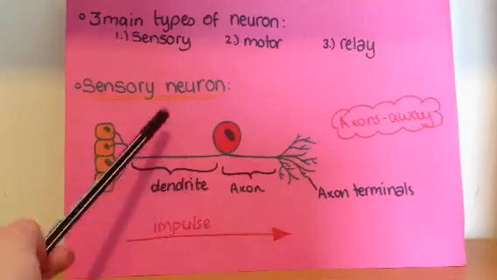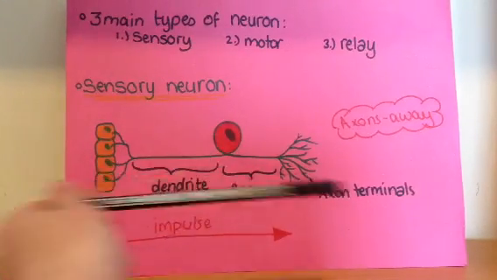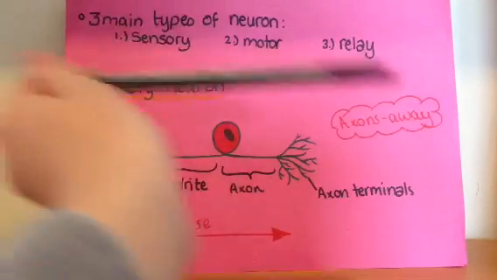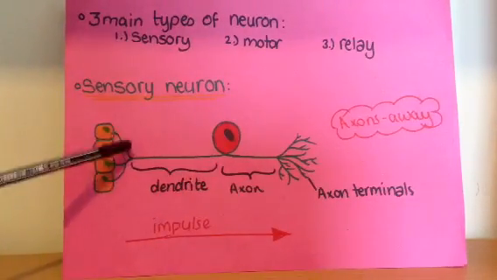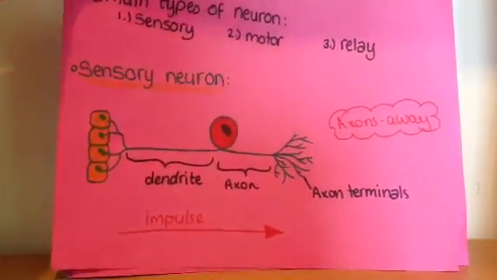This is the cell body, and the impulse is moving from the receptor cells to the axon terminals, so it's going that way. It's handy to remember axons are going away from the receptor cells, or the cell body, and the dendrite in this case is also longer than the axon. So that's the sensory neuron.